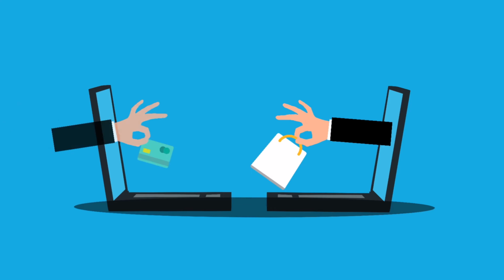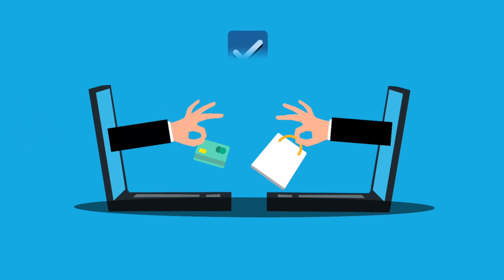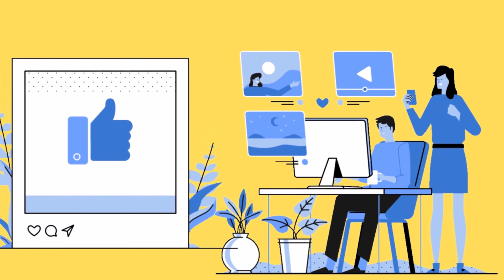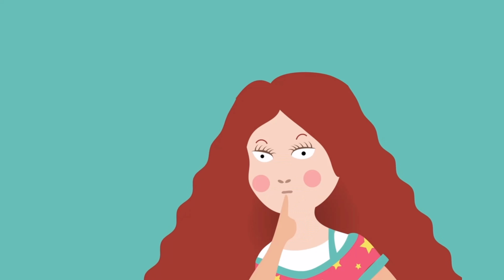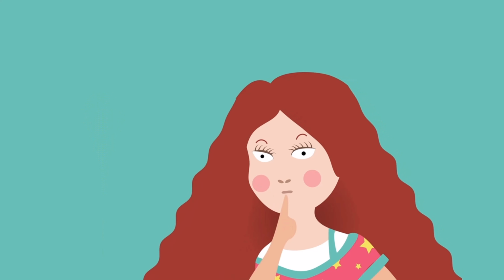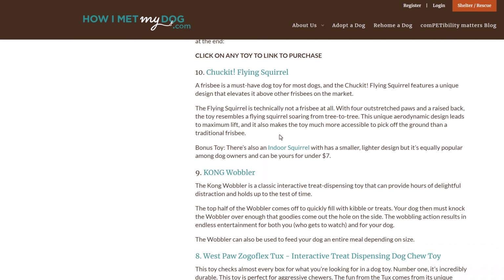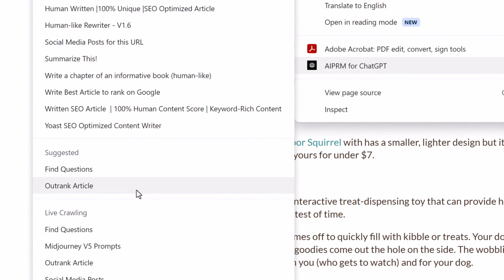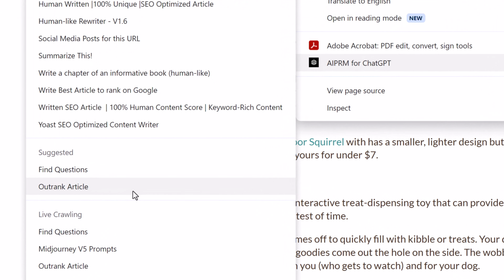To promote an online dog supply store, the owners need to generate interesting blog and social media content on a regular basis. Thanks to AIPRM, they developed a new, time-saving online marketing strategy. When the store owners find a competitor's high-performing post, they right-click the story and select a menu option. In this example, they select Outrank Article.